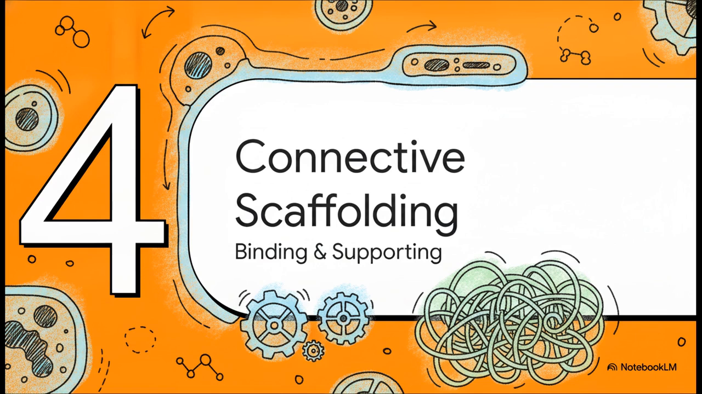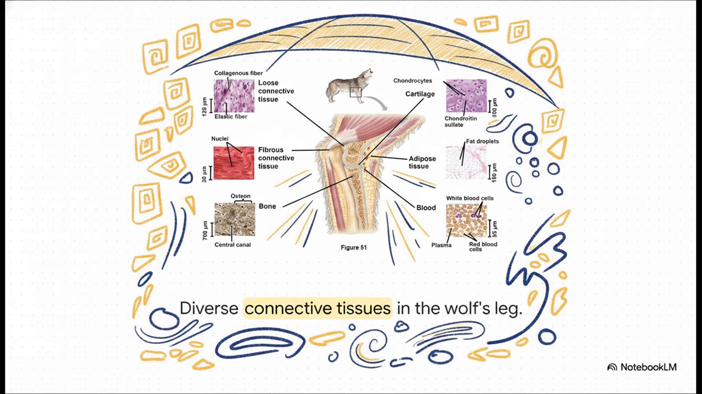Section 4. Connective tissues, the scaffolding. With our protective boundaries and dynamic movement engines locked in, let's look at the biological mortar holding the whole operation together. Connective tissue is just incredibly diverse. Look at a knee joint, for example. You have dense, compact bone making up the skeleton, you've got smooth hyaline cartilage cushioning those joints, and you even have liquid blood flowing right through the vessels.